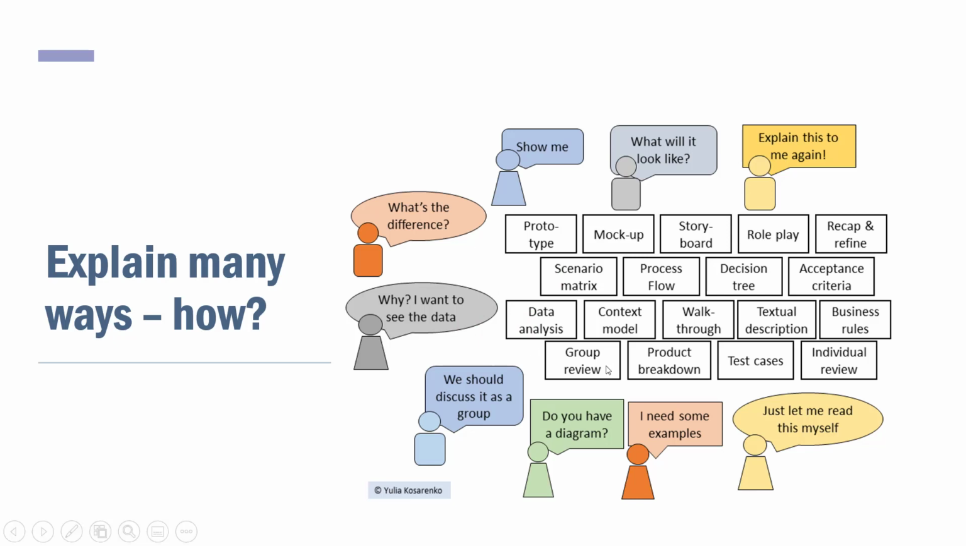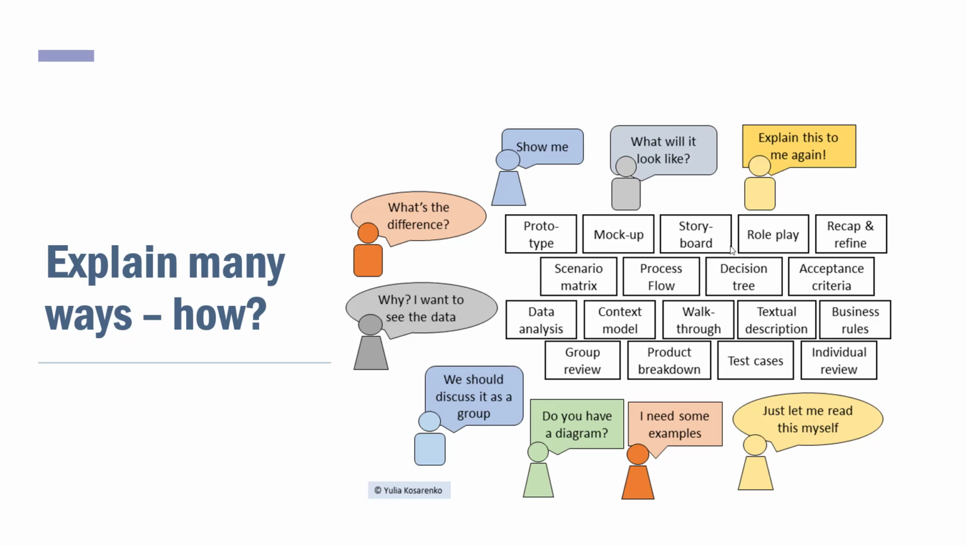We can do group reviews or individual reviews, do walkthroughs, do some other diagrams, individual reviews with some people. Someone will understand it when it's expressed as a test case, and so on. And of course, there are people who just want text. They just want to read for themselves and process, and maybe do their own diagram for themselves. So that's why we need different techniques, not only because we have different types of projects, but also because we have different types of people involved and they need information in different ways. And this is one of those crucial ways of achieving a shared understanding.